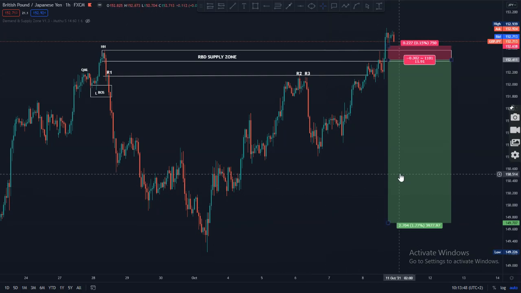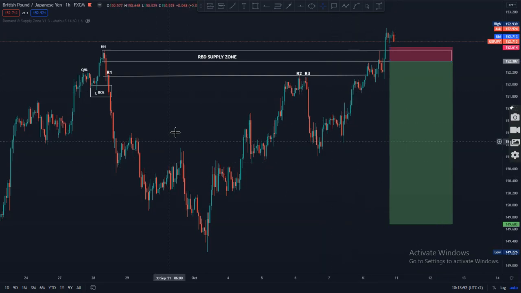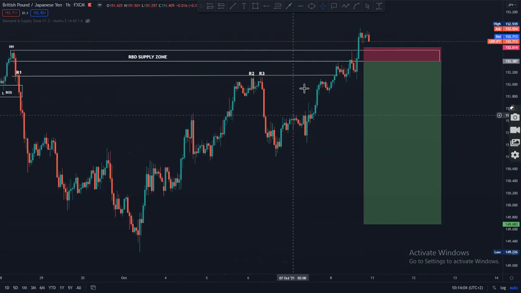But look what happened to price. Price literally just went through my zone here, and I was like, okay. And look what happened. Actually, before price broke this level here, do you see what happened? Price actually reacted with this level, then dropped a little bit.